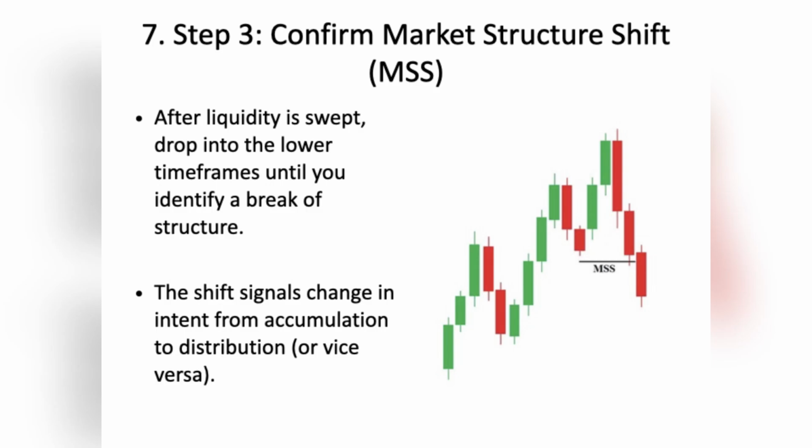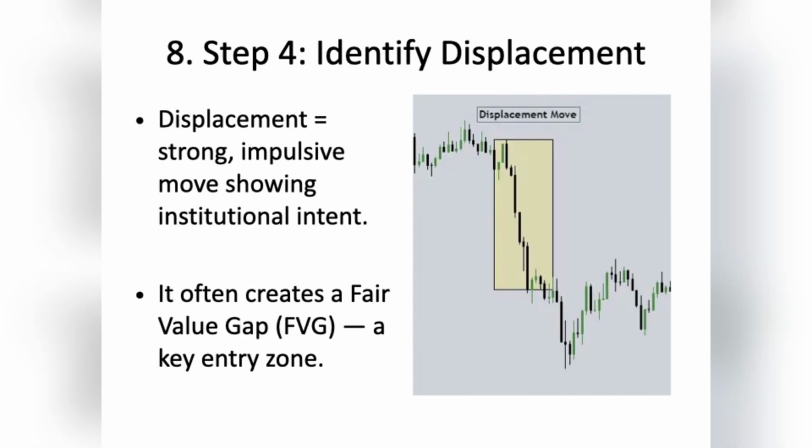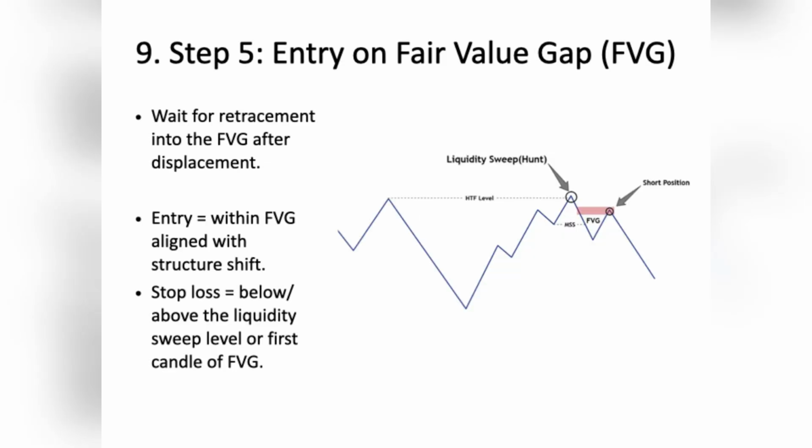We drop down to a lower time frame and wait for price to break a swing high or low in the opposite direction of the sweep. This MSS signals that the intent has changed from accumulation to distribution, or vice versa. Now we look for the power behind the move. Step 4 is to identify the displacement, that strong, impulsive move that often creates a fair value gap. This brings us to the final step, the entry.